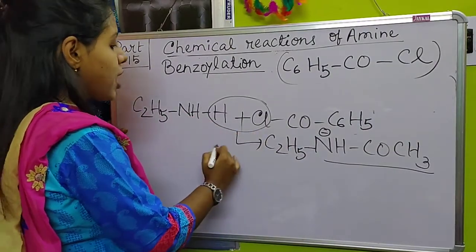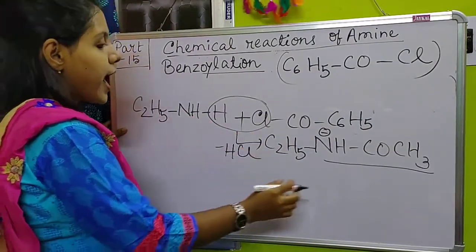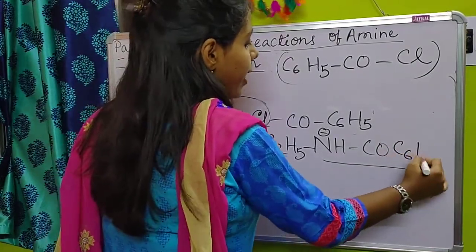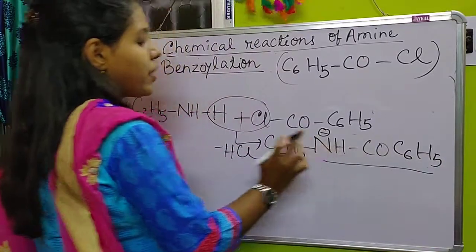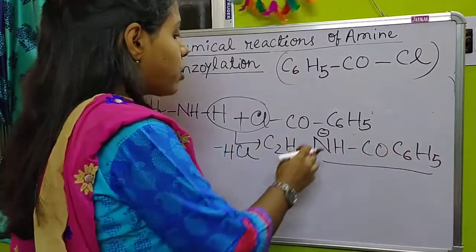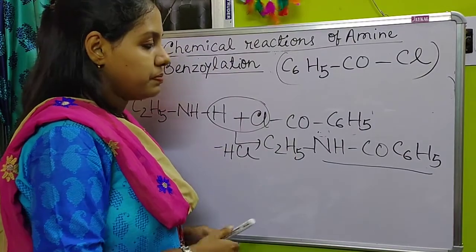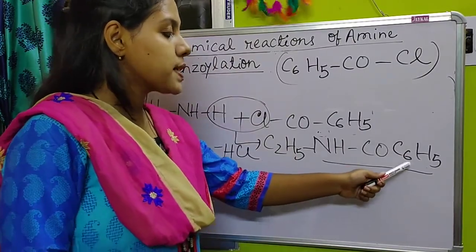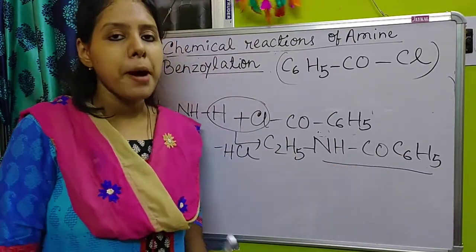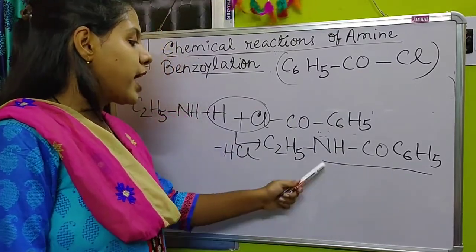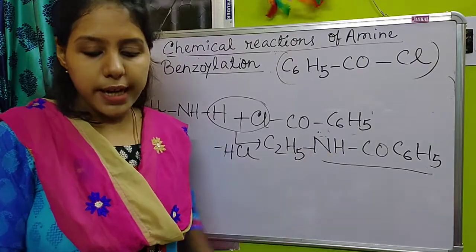HCl will be eliminated, and there will be the addition of COC6H5 directly to the NH. This type of compound has the name N-ethyl benzamide, because the C6H5CONH2 compound is known as benzamide. So this compound has the name N-ethyl benzamide. Clear?